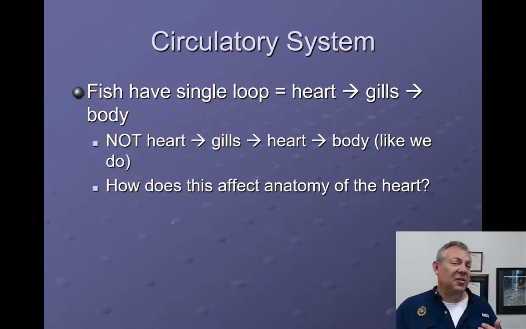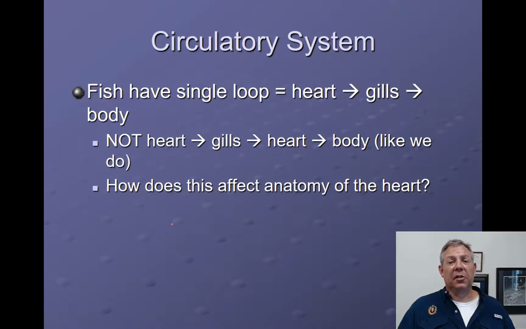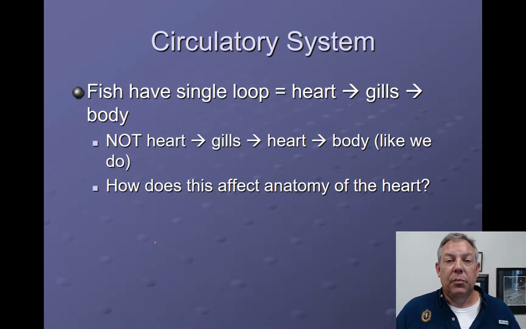Now, this is what we call a single loop circulatory system. And that's different from what humans have. We have a double loop system. In the single loop system, the blood goes from the heart to the gills, then to the body.